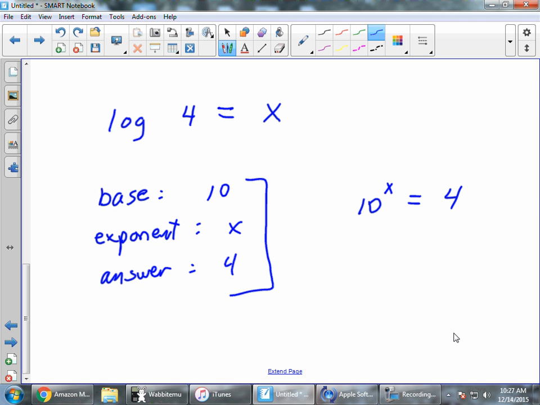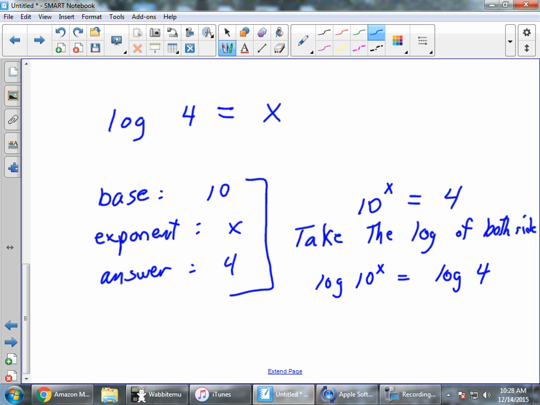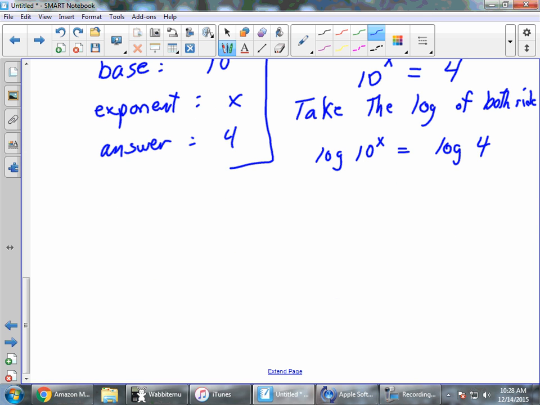No, we will not start plugging in numbers. Good try, though. We will use the magic of logarithms. We can take the log of both sides. Okay? Just like we divide both sides by something, we can take the log of both sides. We can say the log of 10 to the x equals the log of 4. It's an operation because they're exponents. Okay, then, next step.